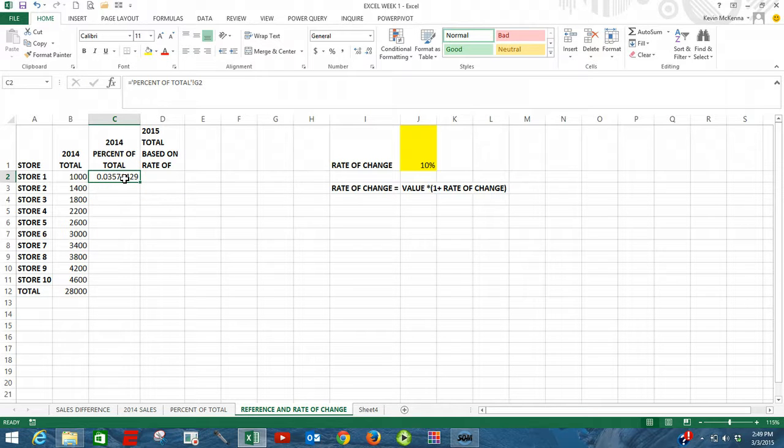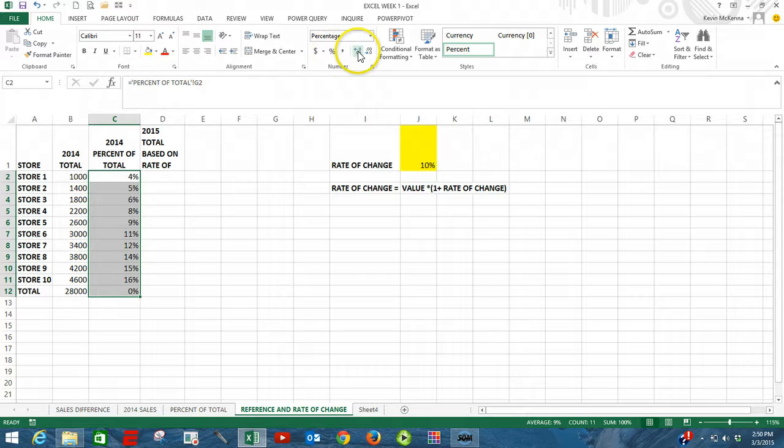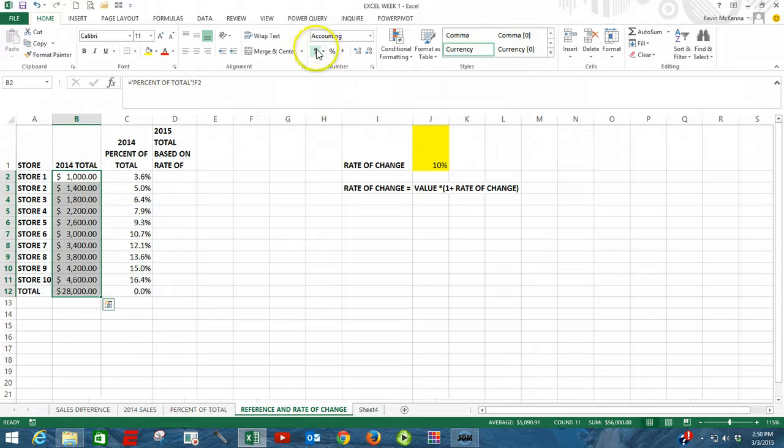Right up here, in my formula, equal, reference formula. It's retrieving the information from a sheet called percent of total in cell G2. Go to my fill handle, drag it down. While everything is still highlighted, let's format it as percent, one place. Let's highlight this information and make it accounting.